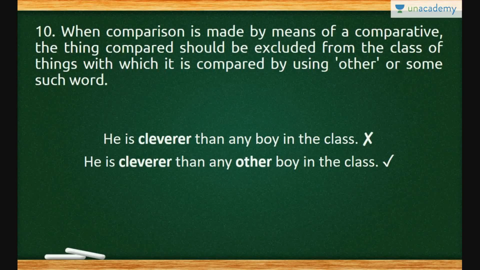Now, the next rule states that when comparison is made by means of a comparative, the thing compared should be excluded from the class of things with which it is compared by using other or some other such word. He is cleverer than any boy in the class. Now to exclude this boy from the other boys, we would say he is cleverer than any other boy in the class. We add other.